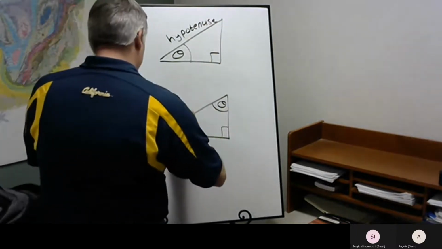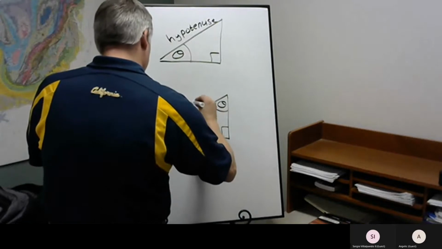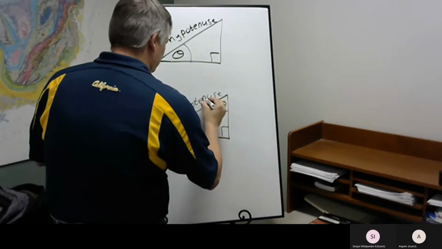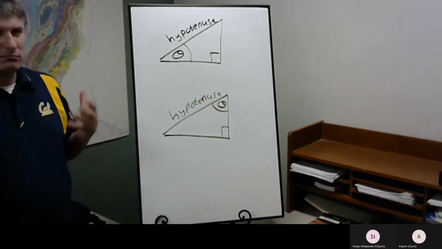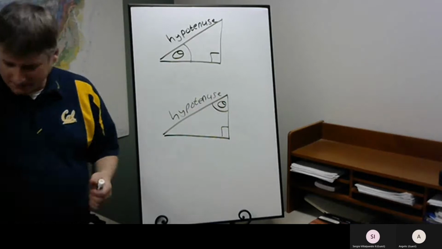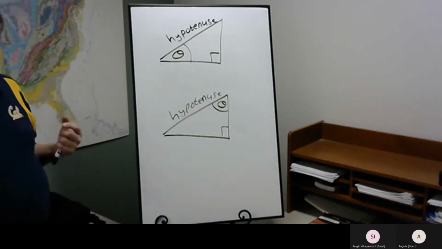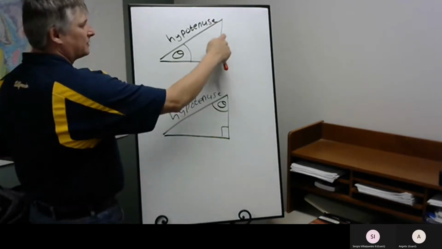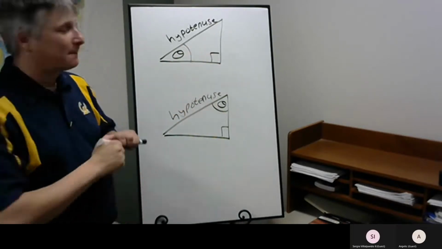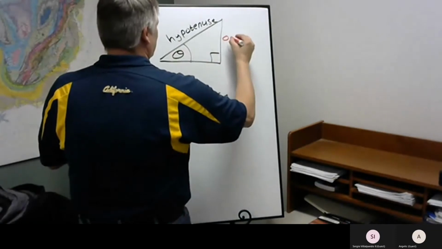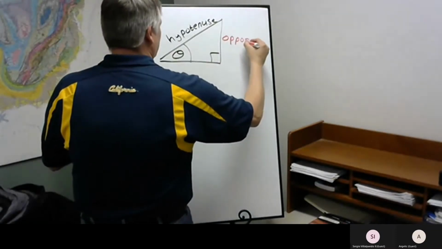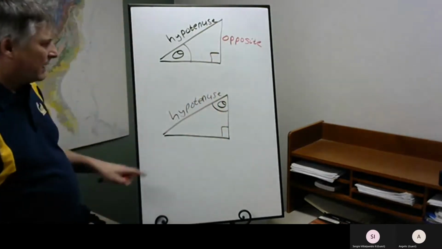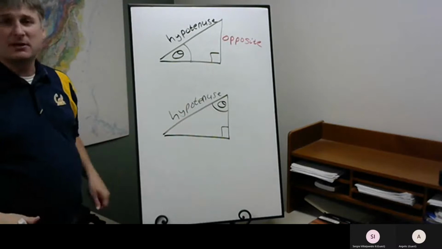So for this triangle, same thing. The hypotenuse is always the side across from the 90-degree angle. Now, the next side is called the opposite. And the opposite is the side across from the angle we're interested in. So this would be the opposite to this angle. And to this angle, this is going to be the opposite.